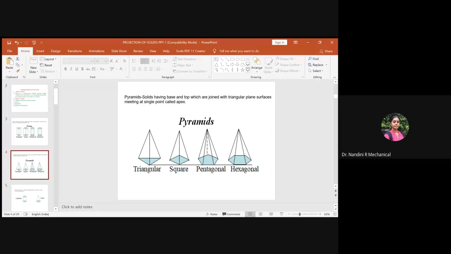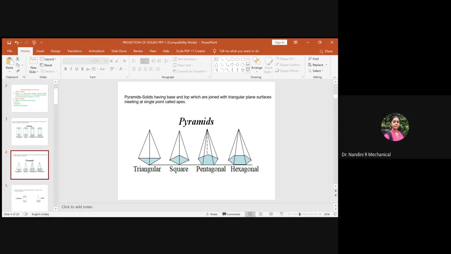Similarly, in a pentagonal pyramid, you will have the entire pentagonal surface and a center point. If you join 2 of the bisectors, you will get a common point. From there, if you join above to the apex, you will get the axis. Similarly, in a hexagonal pyramid, if you join 2 diagonals here, from the center to the apex, you will get the axis.